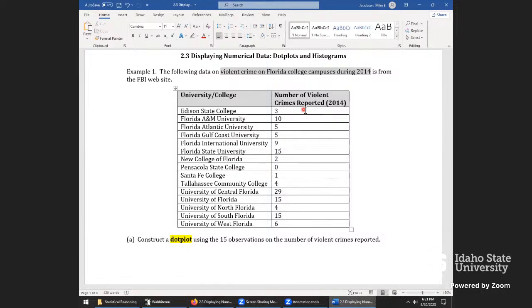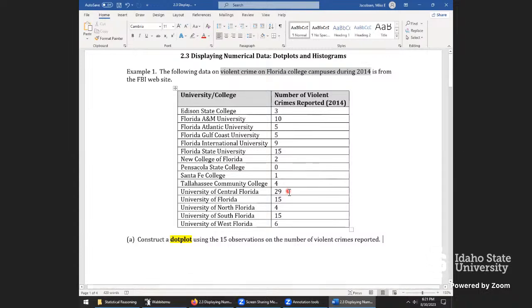Just as scratch work, the minimum value looks like Pensacola State College had 0 violent crimes. That's awesome. Go Pensacola. I don't know their mascot, but how about for the maximum? 29? Yeah, right here. University of Central Florida had a lot of violent crimes.